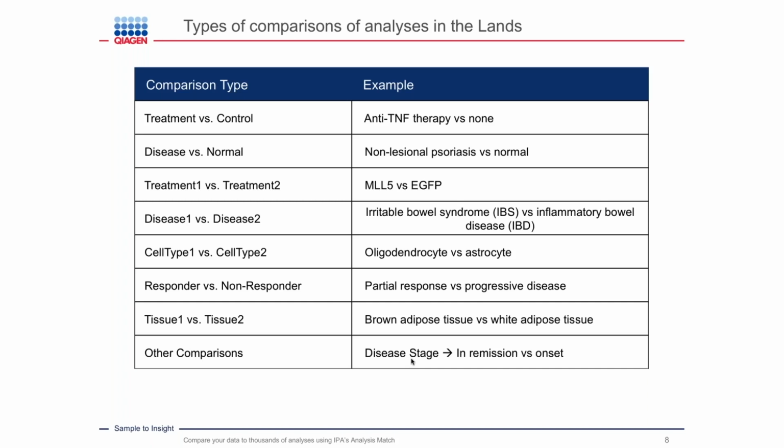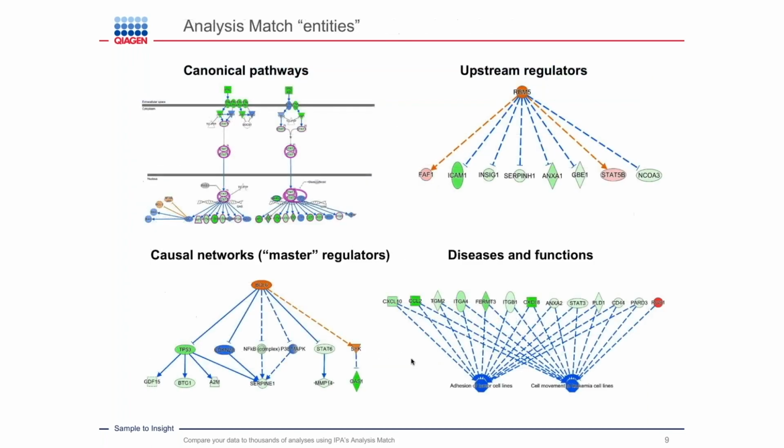that were recently diagnosed. Now, for each analysis, we create biological signatures using 4 main types of results from IPA. So we look at canonical pathways, upstream regulators, causal networks, so in other words, master upstream regulators, and diseases and functions. And I'm going to call these 4 types of results entities for the rest of the presentation, excuse me.